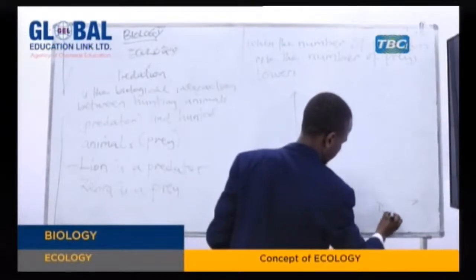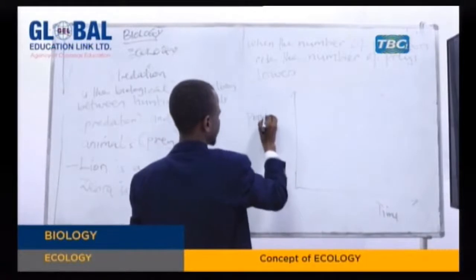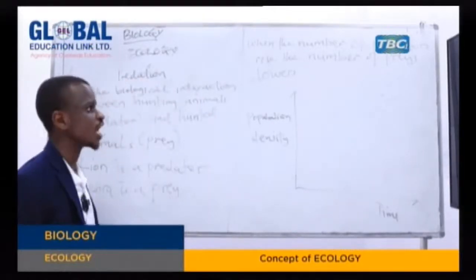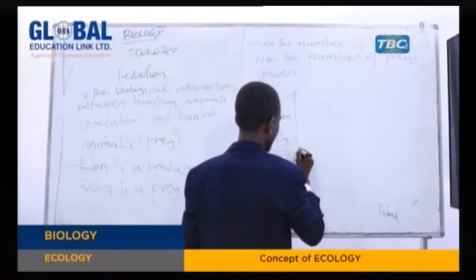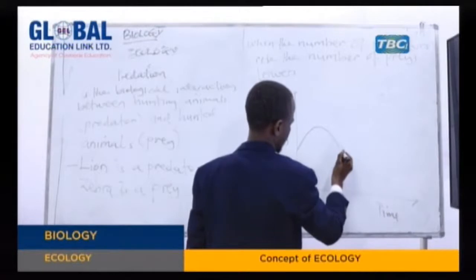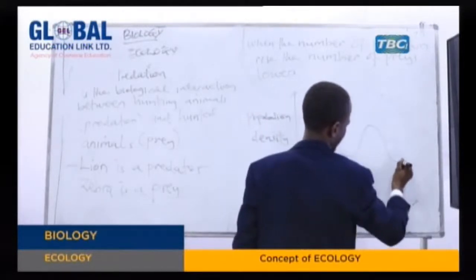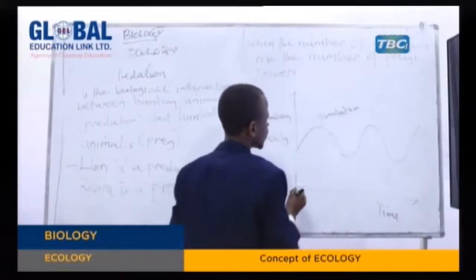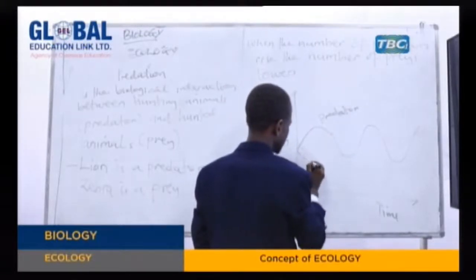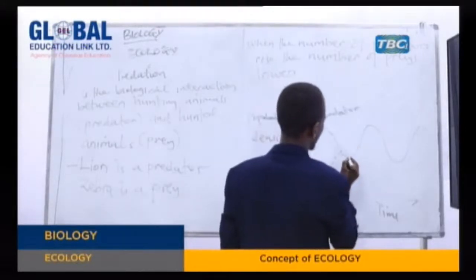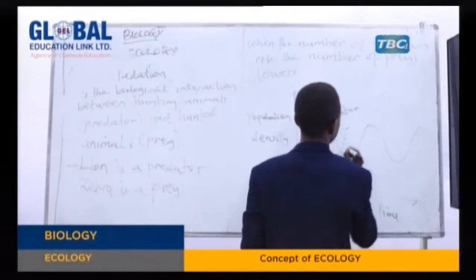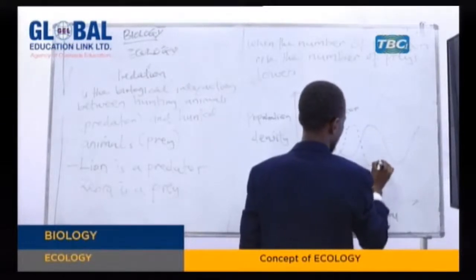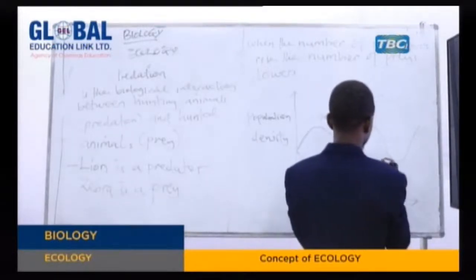We have time here, and we have the population density here. Population density means the number of organisms per unit area. Let's say this is a predator. My student, when the number of predators rises, the number of prey is lowered. But when the number of predators is lowered, the number of prey increases. When the number of prey is low, the number of predators decreases.